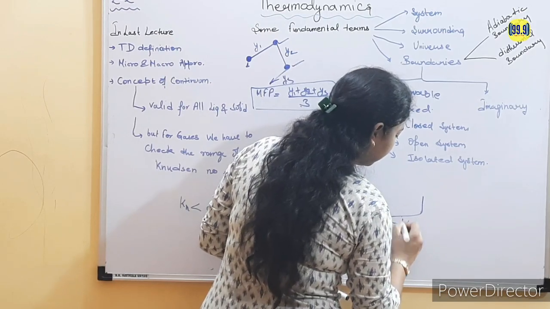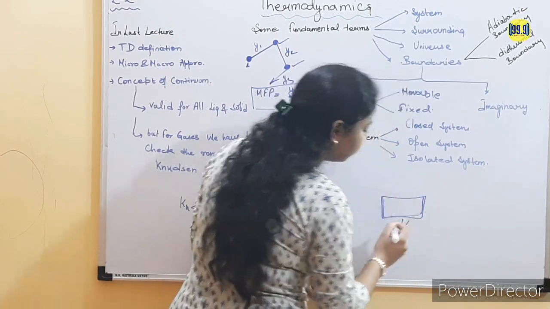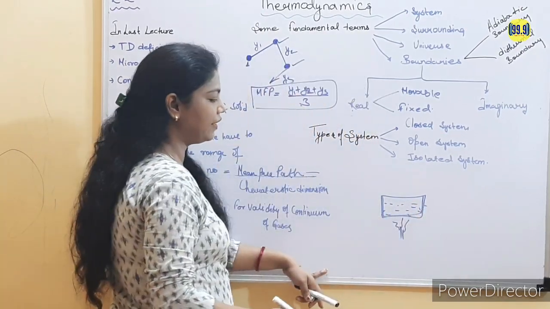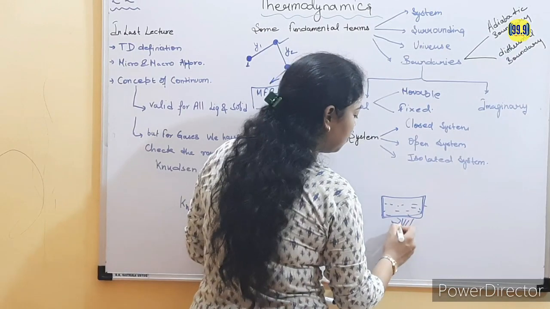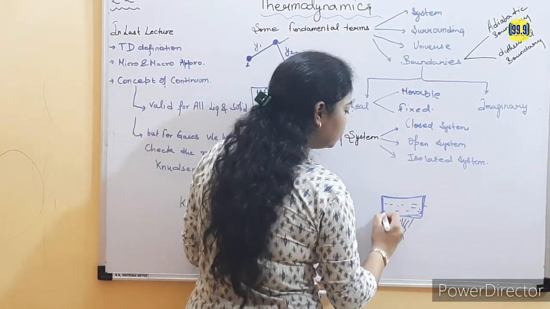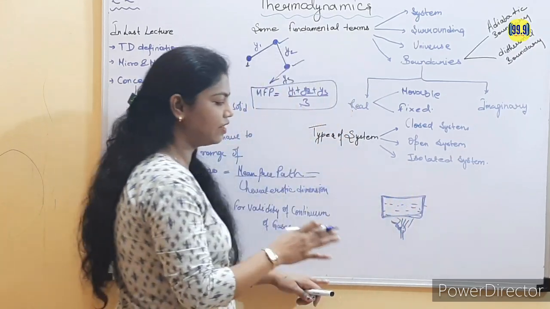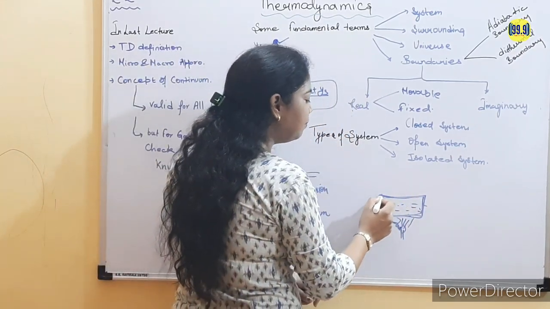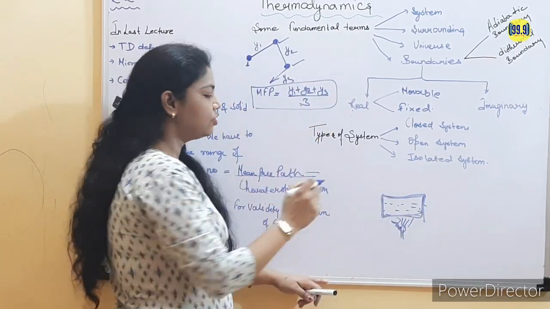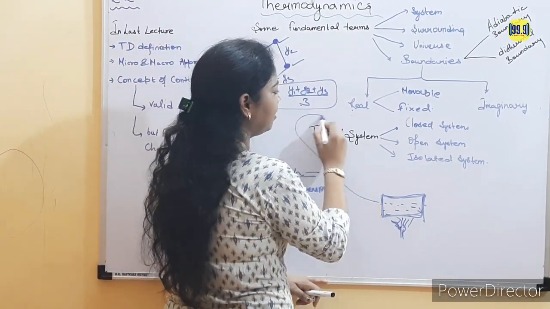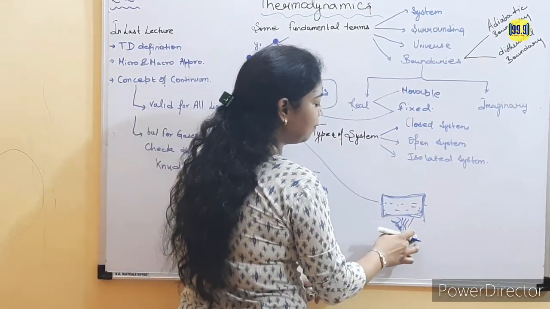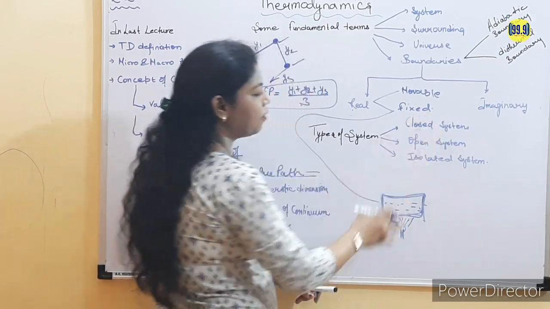Suppose we have a closed container. What will happen when it is filled with water or any type of gas molecules and we heat it from the bottom? See, there is no heat or mass transfer taking place from this container because all the boundaries are fixed. So this type of system has a fixed type of boundary.